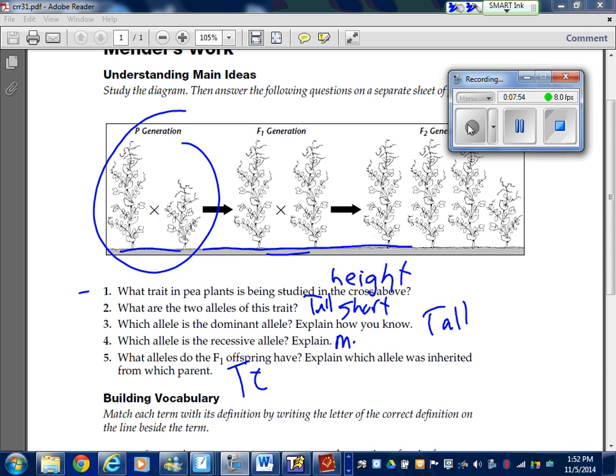Okay. What? Oh, I just didn't finish writing it. Recessive. I was just saying that it occurs more often. The tall occurs more often. Okay, now for the good stuff.